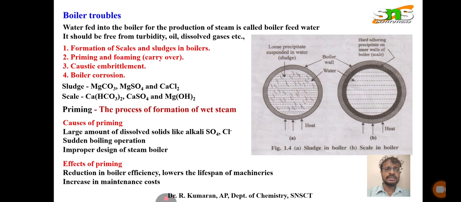We know about water, and what salts are present in the water, which in turn affect the quality of the water. How are we going to detect and remove those impurities? These impurities present in the water also make the boilers a big issue when we are going to produce steam.